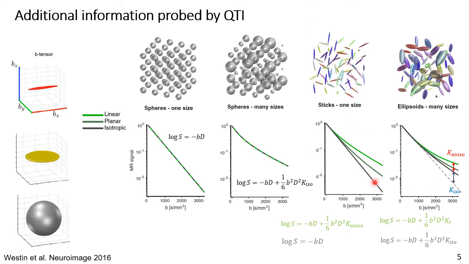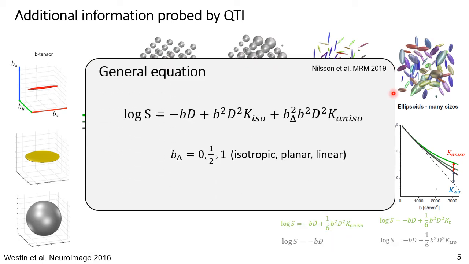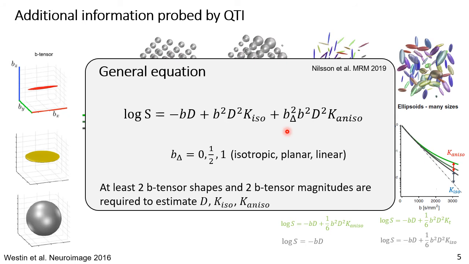For the planar encoding, the information that this will capture will just be an intermediate case of the linear and the spherical encoding. So a general expression that can relate the different encodings with a different kurtosis source is given here. In this expression, we can see that the amount of sensitivity to K-iso is given by this new parameter, B-delta, which reflects the shape of the B-tensor. From this expression, you can note that to resolve this equation, we need at least two B-tensor shapes and two B-tensor magnitudes.